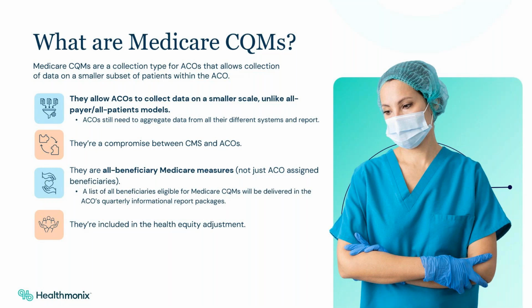But with Medicare CQMs, you still need to aggregate data from all sorts of different systems and report on them. Also, they are all-beneficiary measures, not just ACO-assigned beneficiaries, and that's very important to understand. It's a list of beneficiaries eligible for Medicare CQMs that will be delivered to you from CMS on a quarterly basis. What is also imperative to understand is that they are a part of the health equity adjustment that comes from reporting Medicare CQMs.